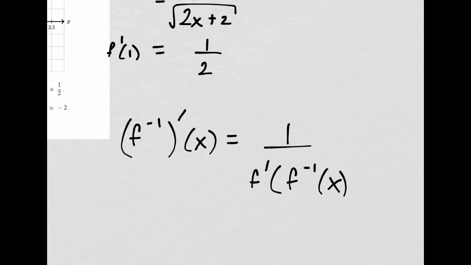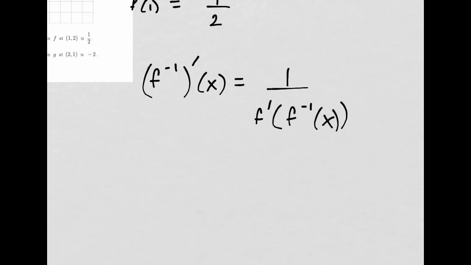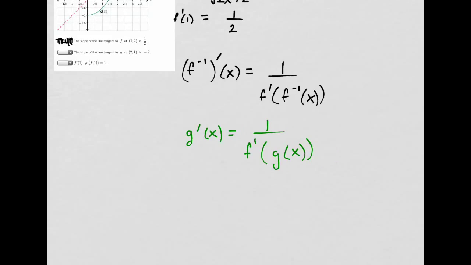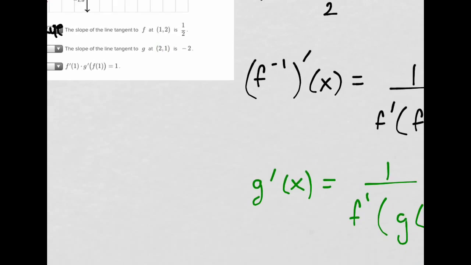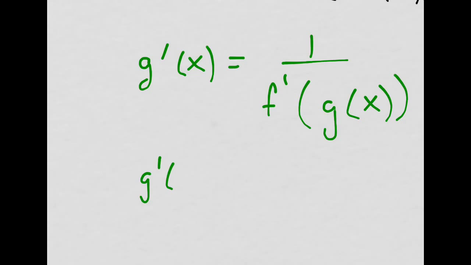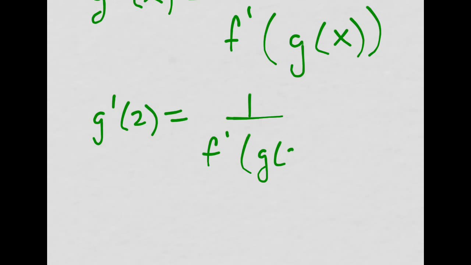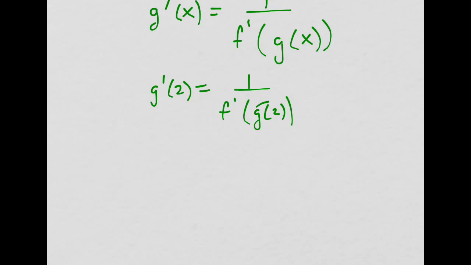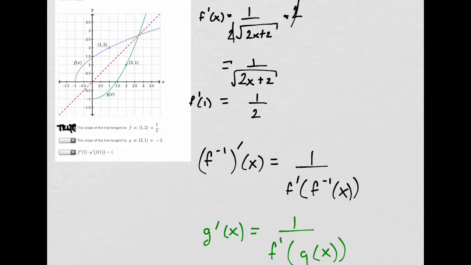Now that's crazy and confusing, so I'm going to rewrite it using our notation. The inverse here is g, so if we're finding g prime of x, well, f prime stays the same, and then we have g of x. But we're not just trying to do that, we're trying to find that slope when we plug in 2. So g prime of 2 equals 1 over f prime of g of 2. So what do we need? We need to know what f prime is, which we have, and we need to know what g of 2 is. Well, we have the graph, so that's easy.